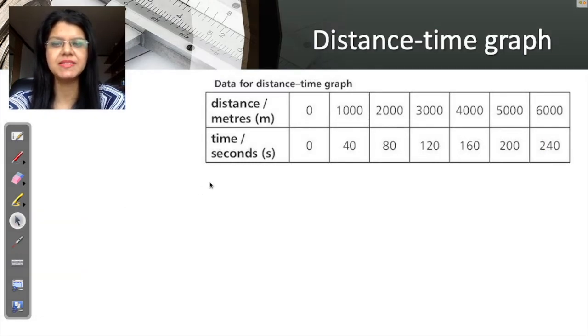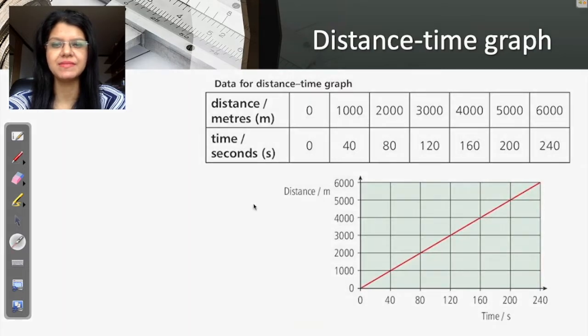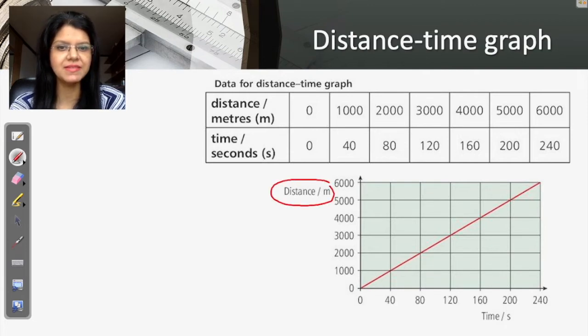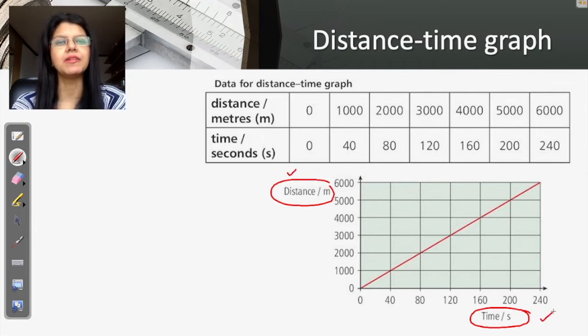So how does a distance time graph look like? If you plot a distance time graph for the table which is given on the screen, it would look something like this. Our distance time graph always has the distance on the y-axis and the time on the x-axis. So our graph which has distance on the y-axis and time on the x-axis is called your distance time graph.